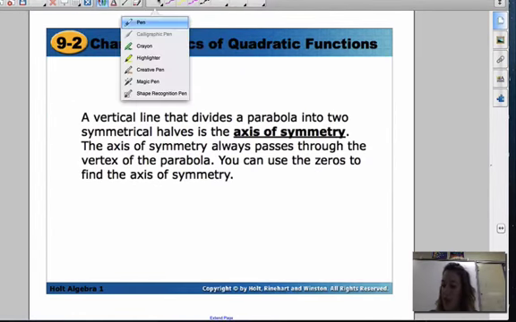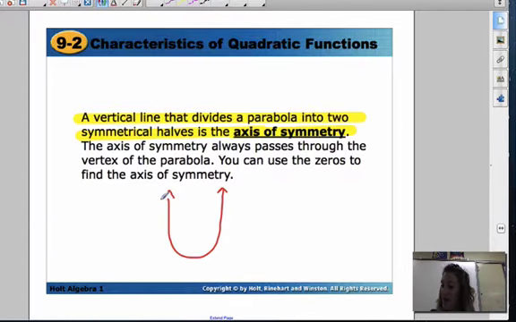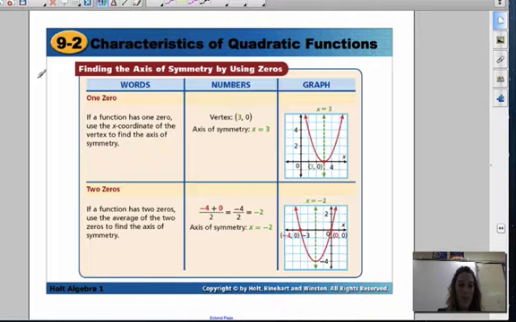Now the next thing I want you to add to your words worth knowing is axis of symmetry. A vertical line that divides a parabola into two symmetrical halves is the axis of symmetry. So a parabola looks like this. The axis of symmetry is going to divide that parabola in half. So if the function has one 0, the axis of symmetry lies on the vertex.